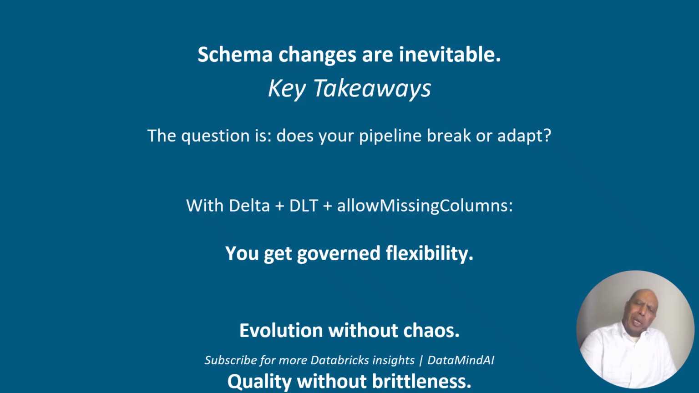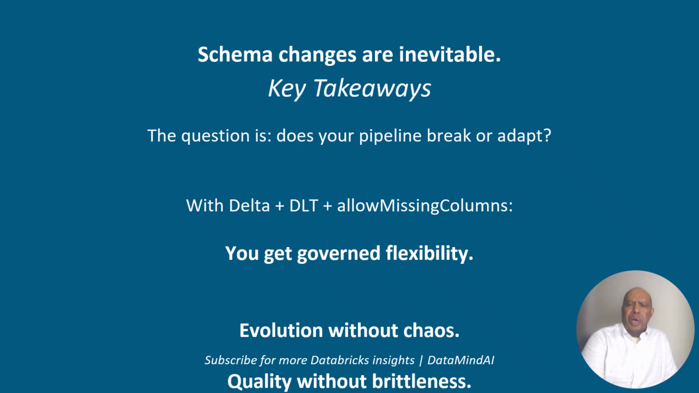Modern pipelines adapt. With Delta plus DLT and allow missing columns, you get governed flexibility. You can add columns, evolve schemas, migrate sources, but you still enforce your data contract. Required fields stay required, quality rules stay enforced. So evolution without chaos: schema changes don't break production, new columns show up as nulls for historical data, unions work seamlessly, and downstream consumers keep working.